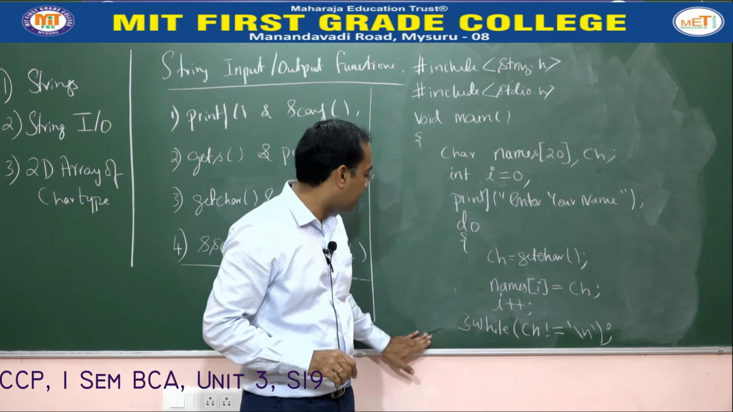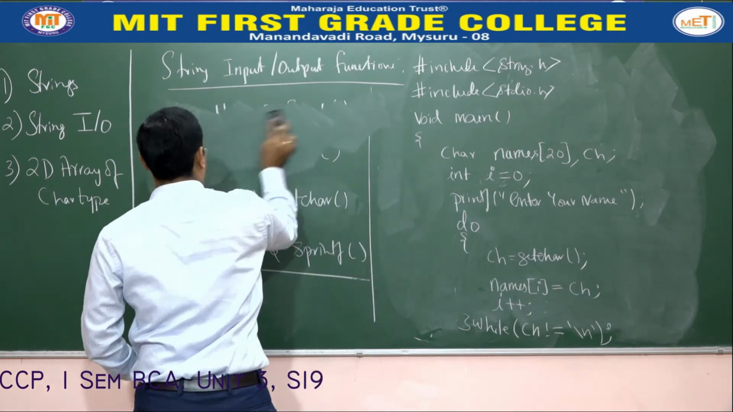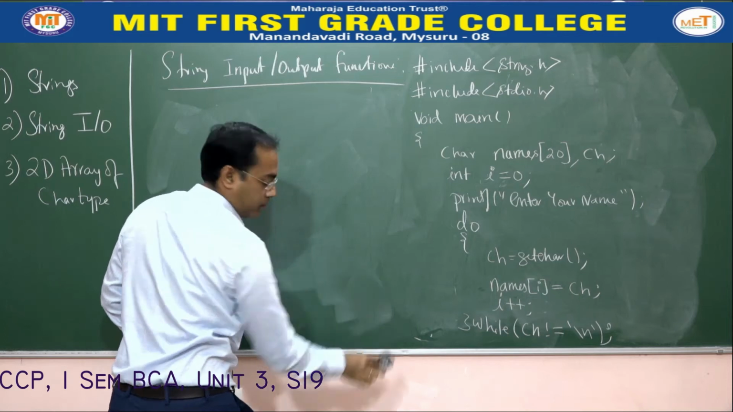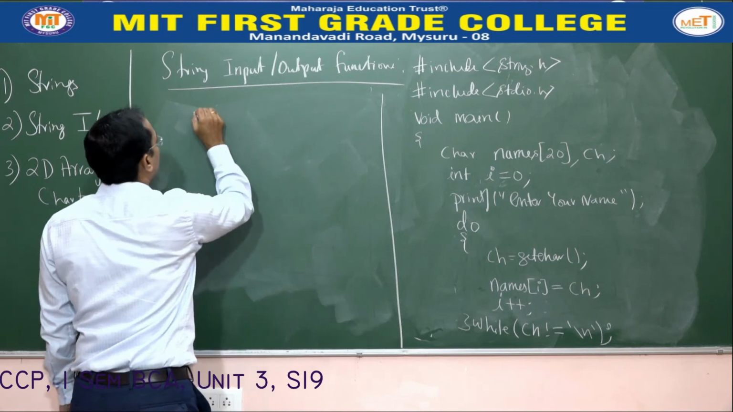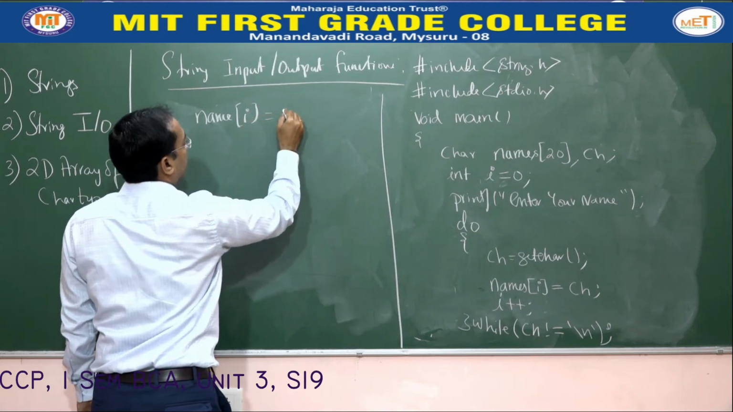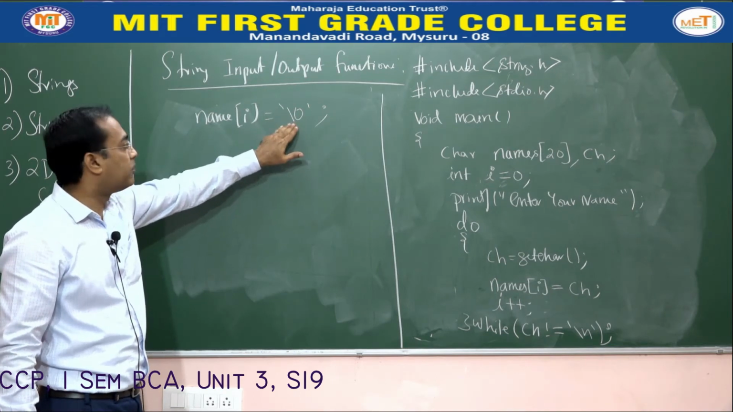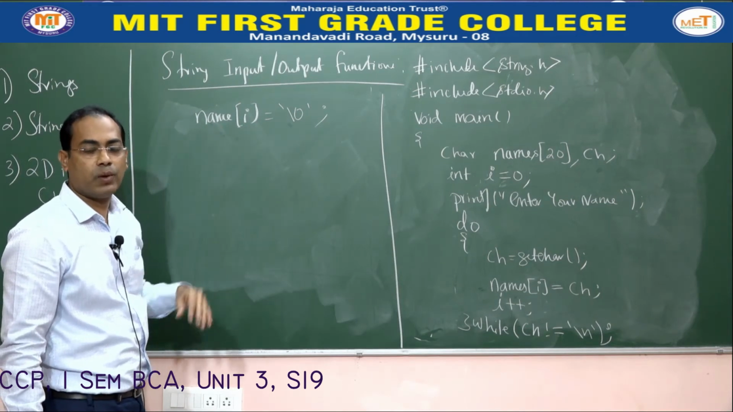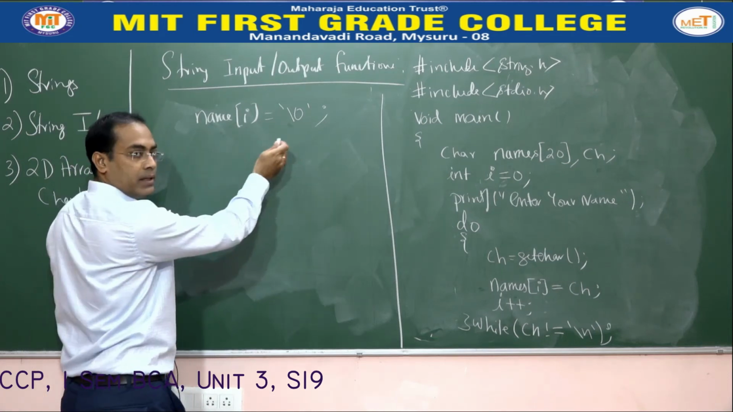Okay. Once this is done, the last step, I will write it over here. After the while loop is over, names of i is equal to \0. We need to assign the end of the string character to the last character of the names array, or the names character array. So this completes accepting the string.